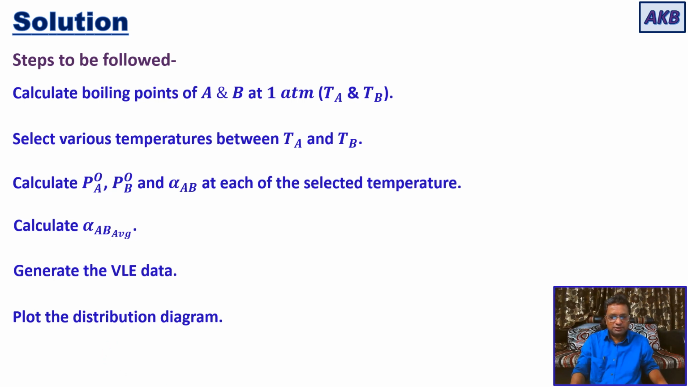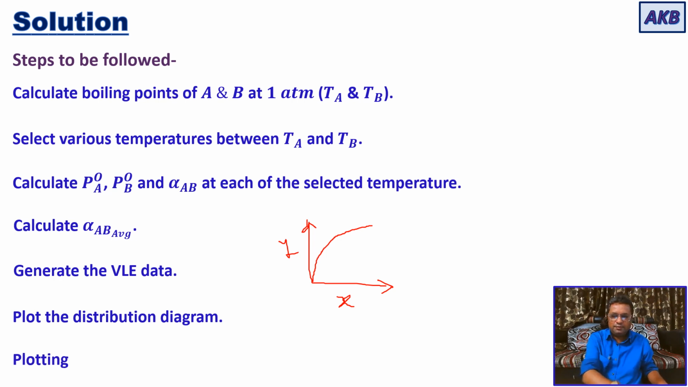Distribution diagram is, we will be plotting on x-axis the mole fraction of methanol, that is the more volatile component, in liquid, and on y-axis we are going to plot the mole fraction of methanol in vapor. The resulting curve that we will be getting is called the distribution curve, distribution diagram.